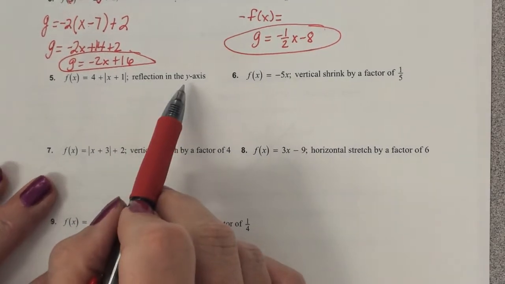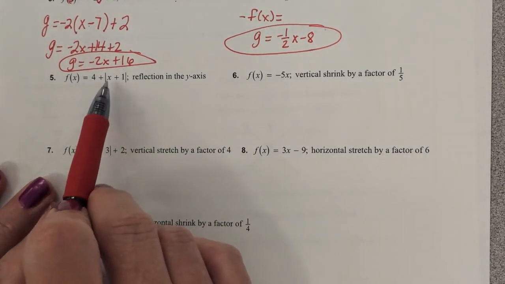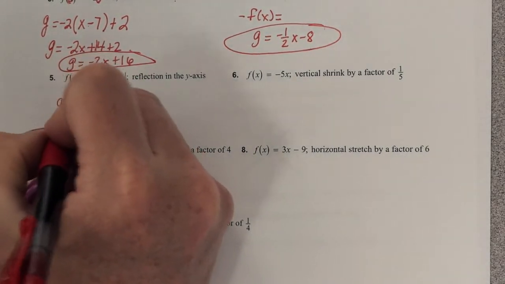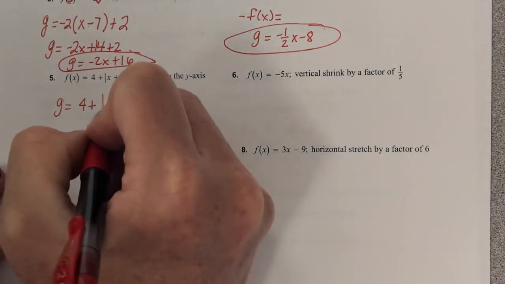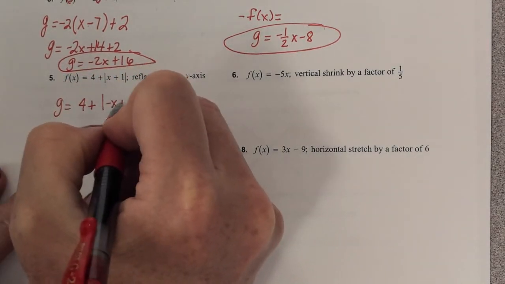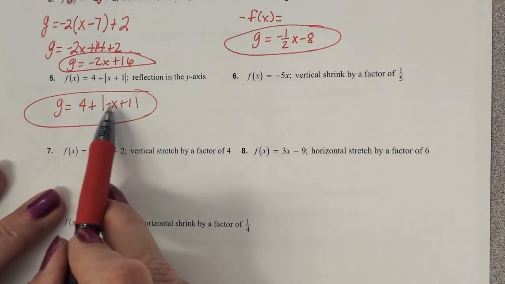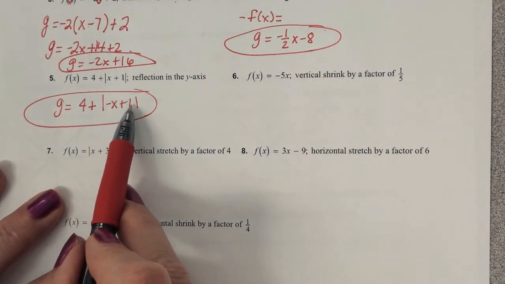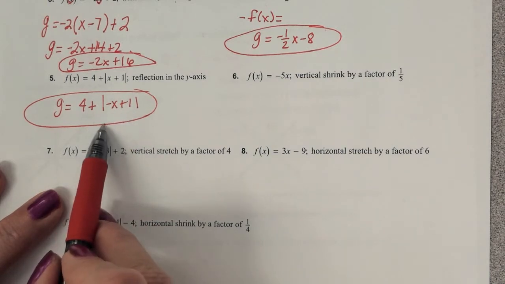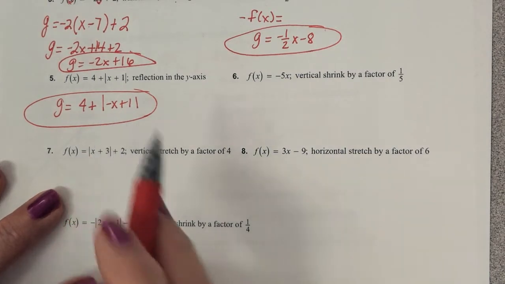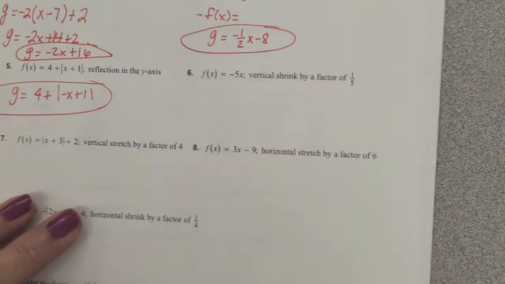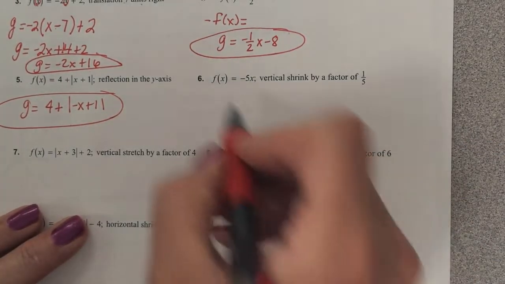A reflection in the y-axis. That means we just replace the x. Everything stays the same, but the x gets replaced with a negative x. And even though it's an absolute value, I can't take the absolute value of it because there's another number with it. You have to leave it like this. You can check all these if you want to on your calculator.